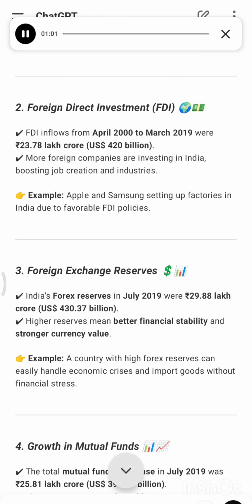3. Foreign exchange reserves. India's forex reserves in July 2019 were 29.88 lakh crore, $430.37 billion. Higher reserves mean better financial stability and stronger currency value. Example: a country with high forex reserves can easily handle economic crises and import goods without financial stress.